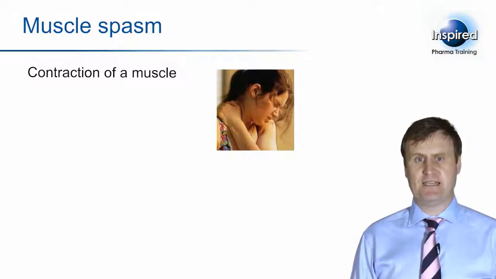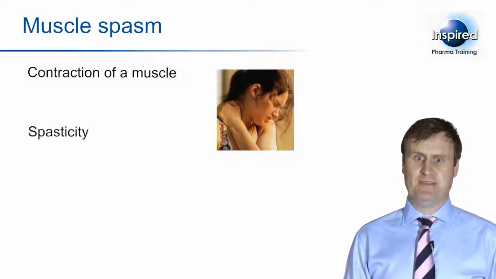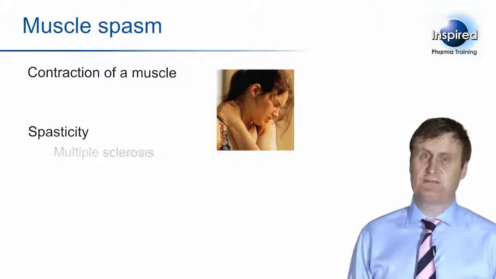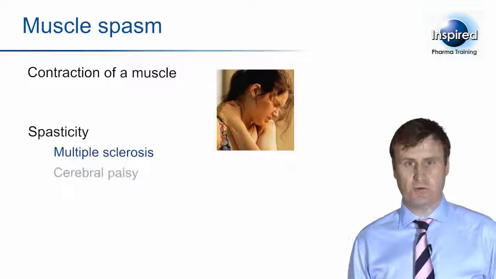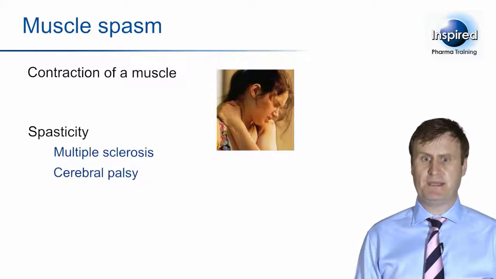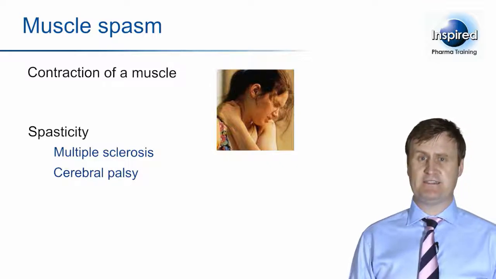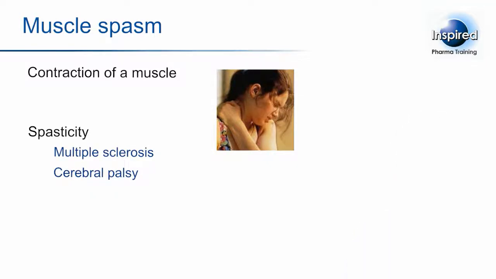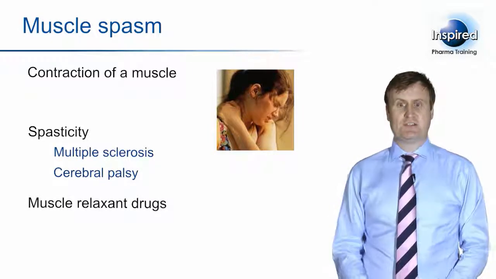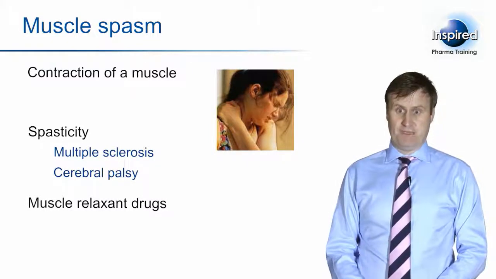Another form of muscle tightening is spasticity. This can be seen in a number of neurological disorders such as multiple sclerosis and cerebral palsy. These conditions are helped with physiotherapy, with medicines to ease the symptoms, but there is no cure. In many cases, muscle relaxant drugs are used to ease the condition.